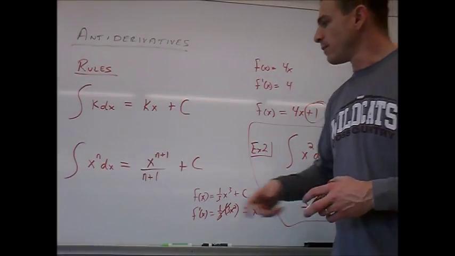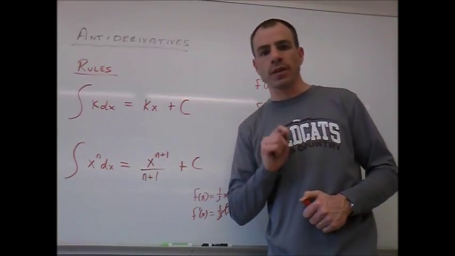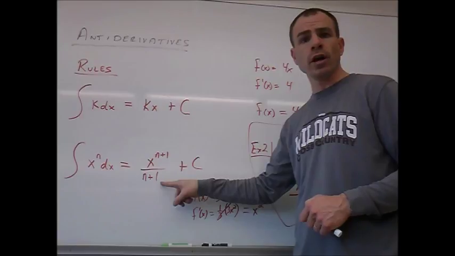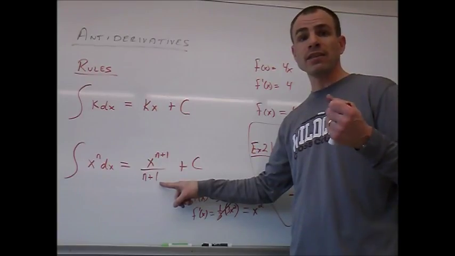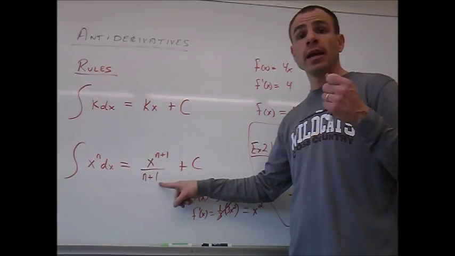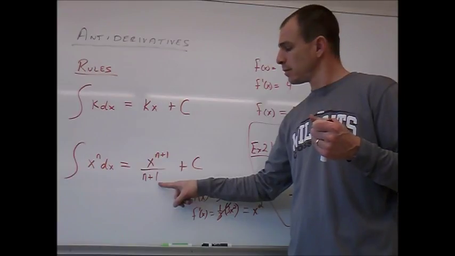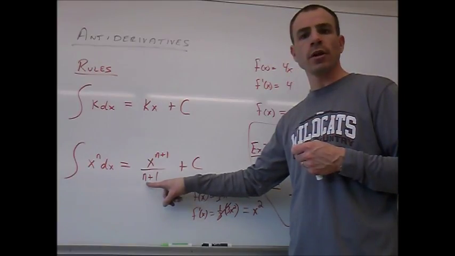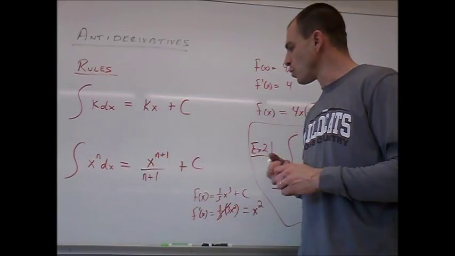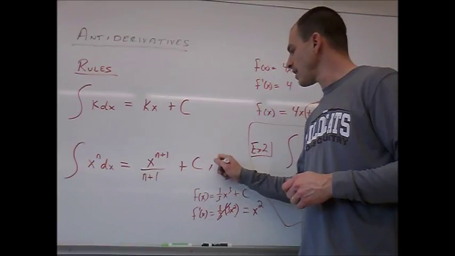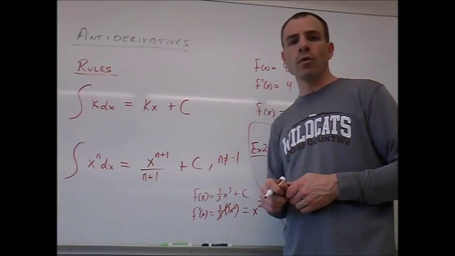That's our, if you will, power rule. Now, there's one more caveat that we have to talk about with this. We're dividing by n plus 1. What's the one thing we're not allowed to do in math? Exactly, we cannot divide by 0. Okay? And if n is -1, well, -1 plus 1 obviously means we'd be dividing by 0. So this rule works as long as n is not -1. We'll talk about that more in the next video.